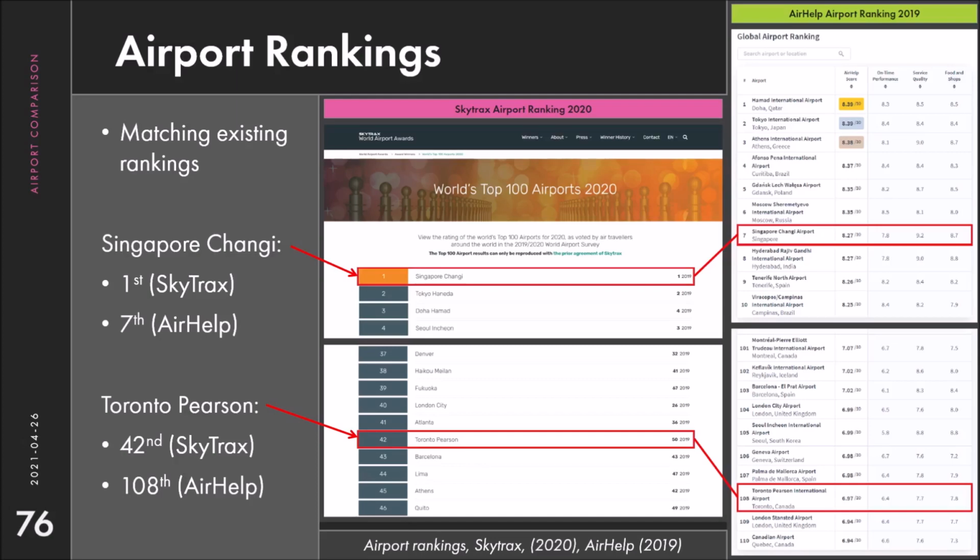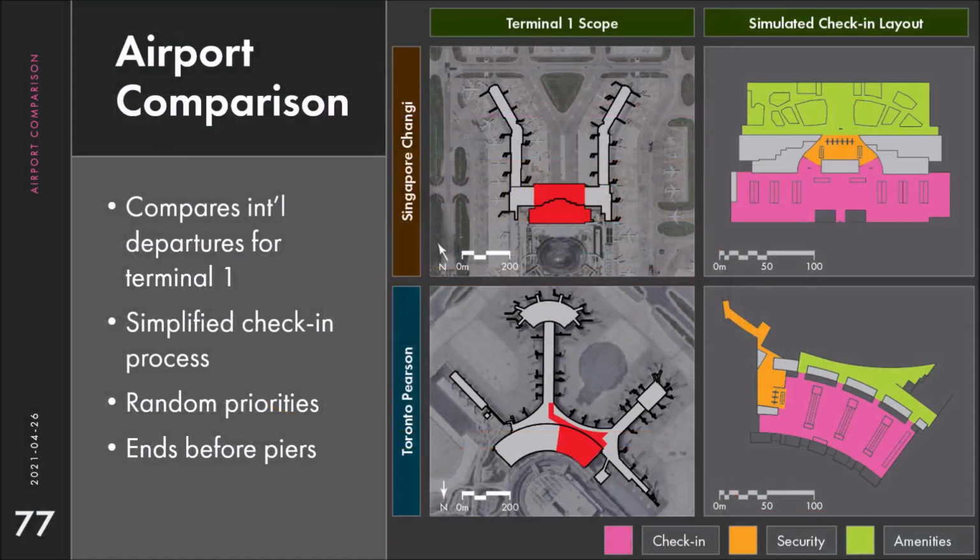I've selected Singapore Changi and Toronto Pearson, which are the higher and lower ranked airports respectively, based on these passenger experience surveys. Since architectural value is based on passenger interaction, Changi should score better than Pearson. To simplify the scope, the design only considers essential check-in and security areas for international departure, which are highlighted here for both Singapore on top and Toronto on the bottom.